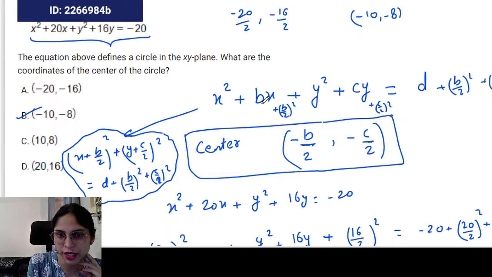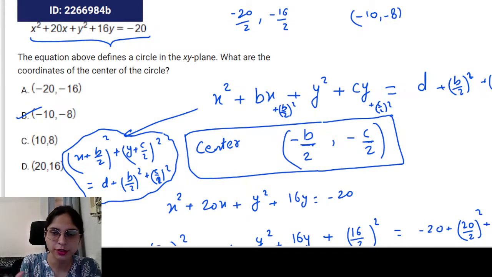Whatever the coefficient of x is, you divide it by 2, you square it. Whatever the coefficient of y is, you divide it by 2 and square it. So this is your one completing the square, this is another completing the square, and you do add both of them on the other side as well. That will constitute your radius.